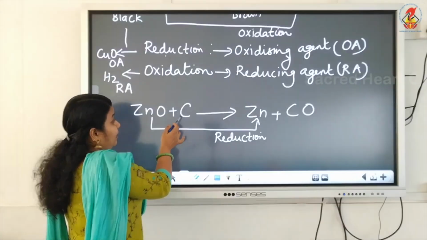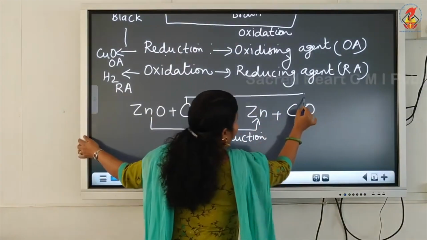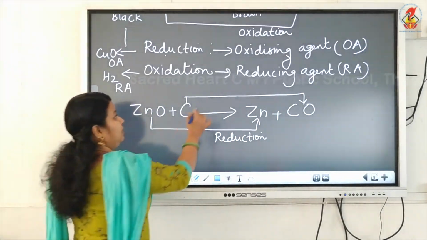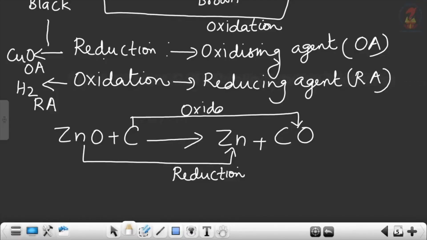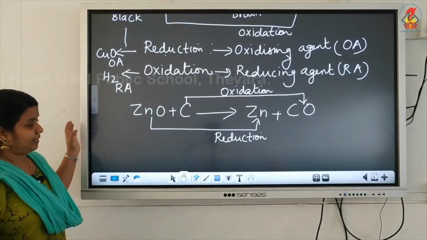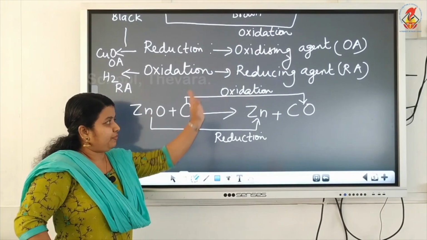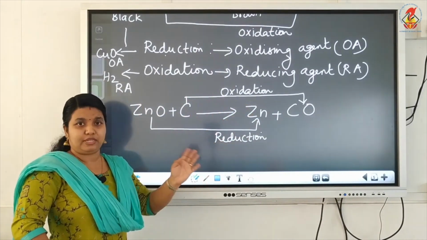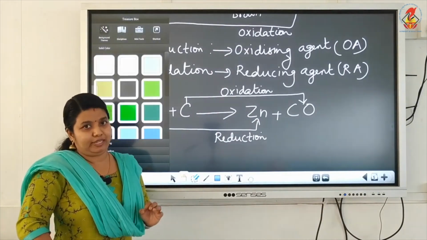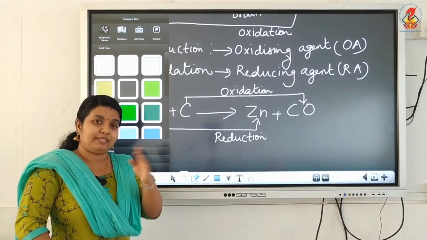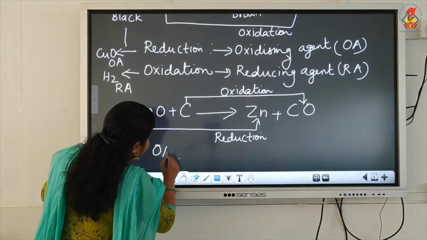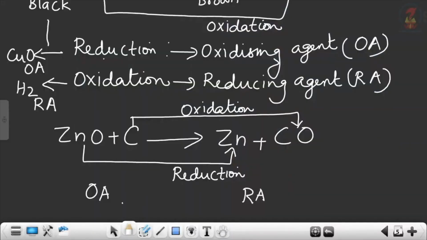Now coming to copper. Not copper, sorry. Carbon. What happened to carbon? It has gained oxygen. Carbon gains oxygen. So this is oxidation. So there are two reactions taking place simultaneously here. One is oxidation of carbon to carbon monoxide, and the other is reduction of zinc oxide to zinc. Oxidation and reduction are taking place simultaneously. So one is an oxidizing agent and the other one is a reducing agent. Find out the oxidizing agent and reducing agent.